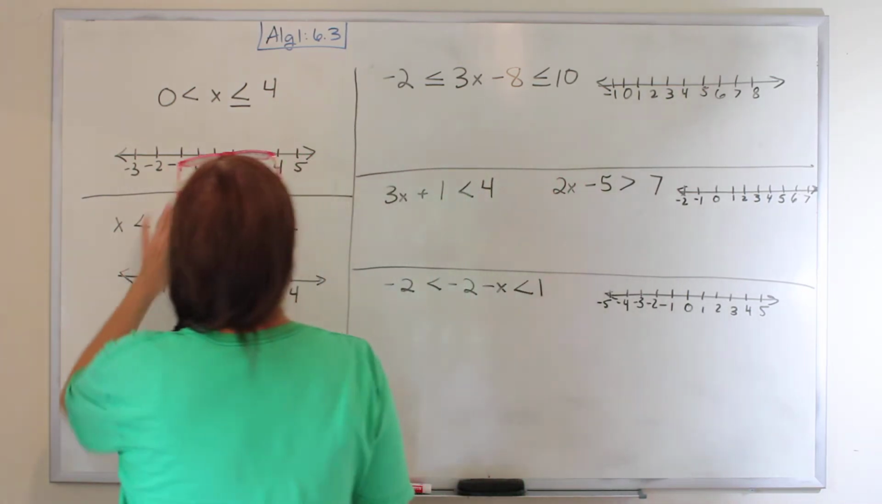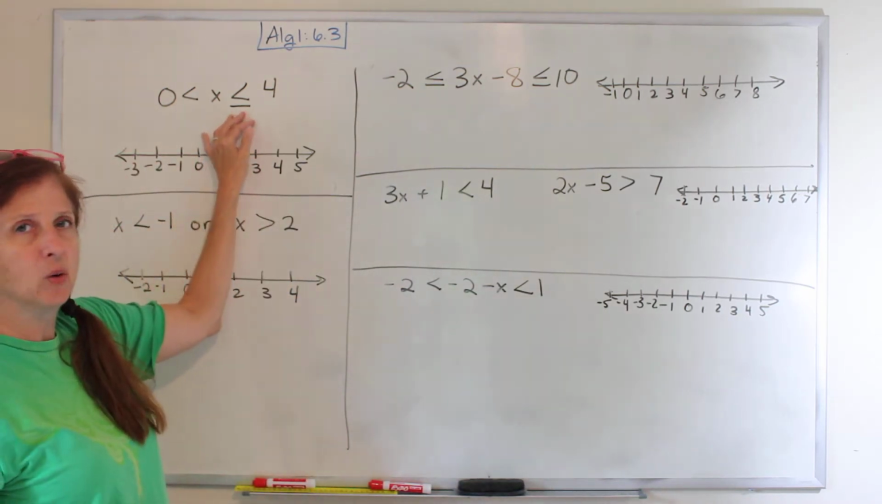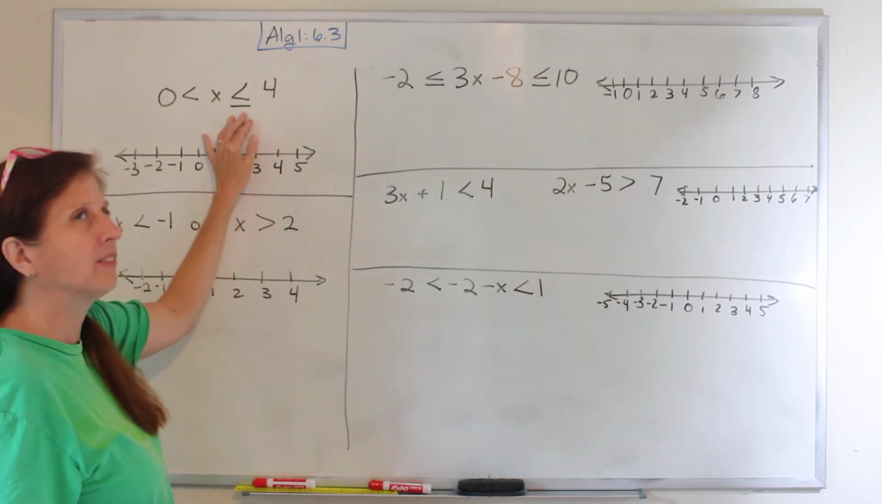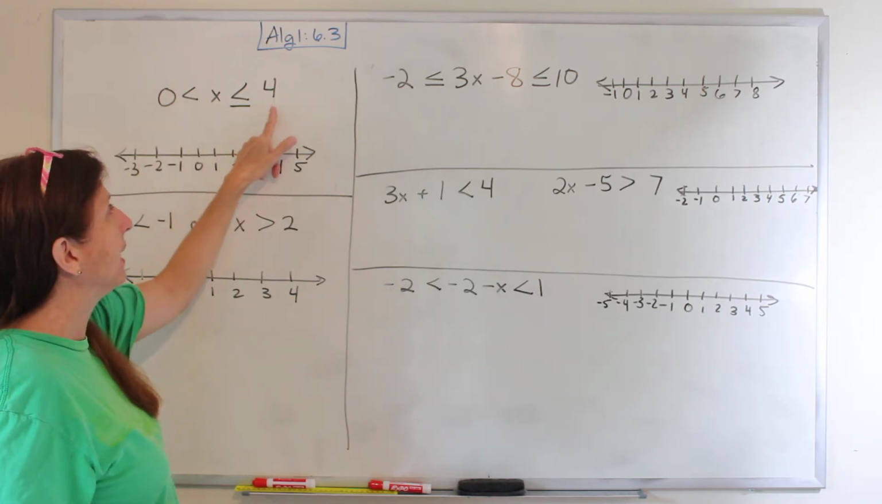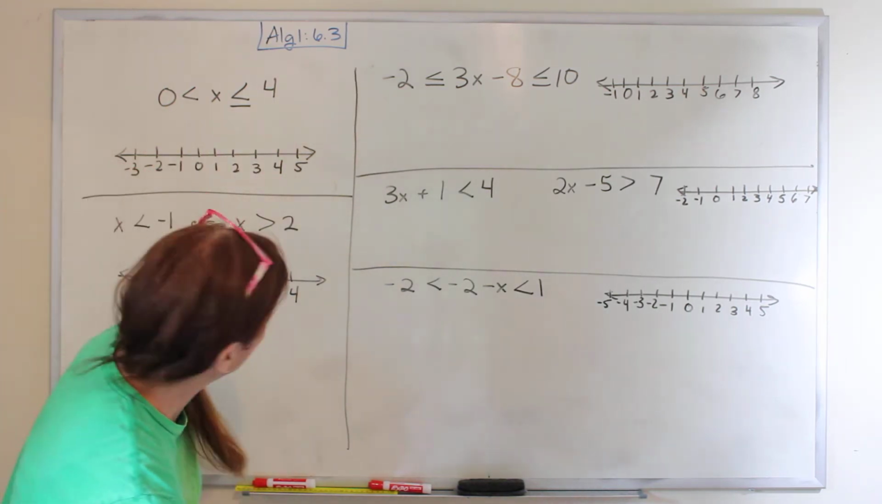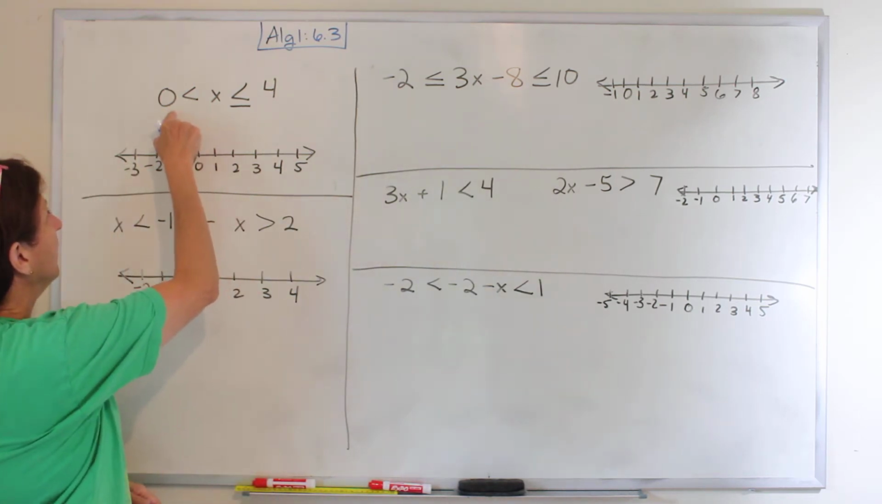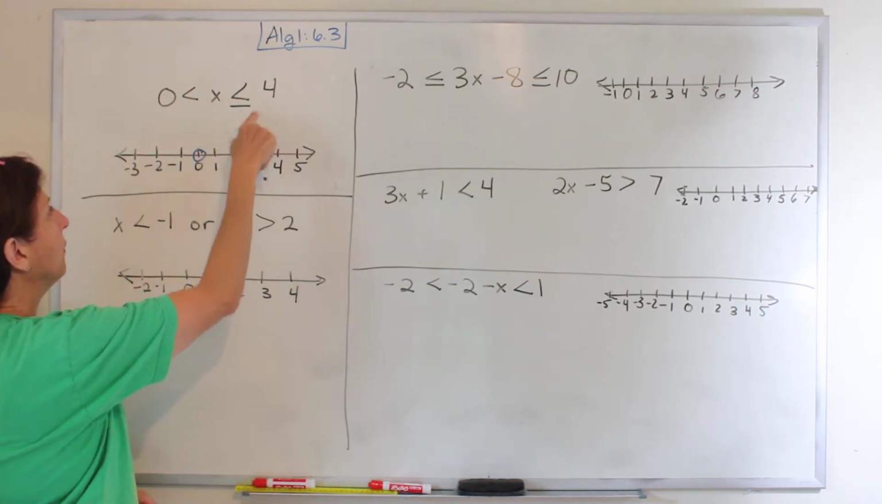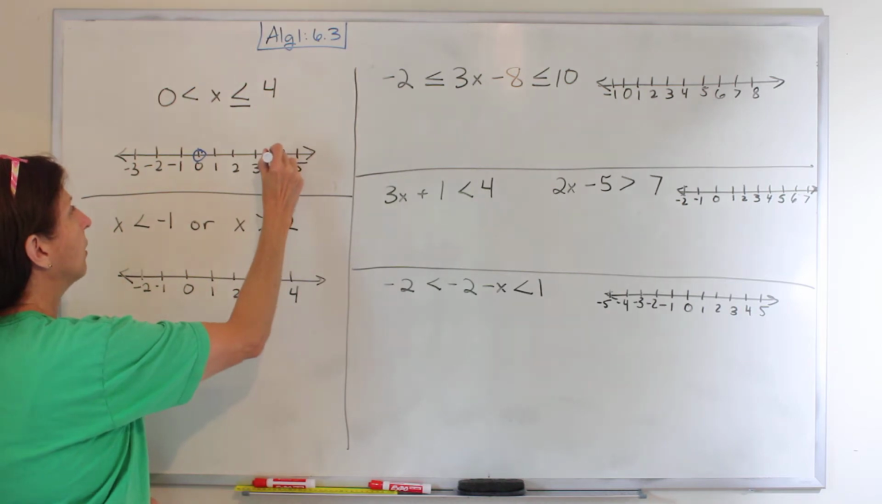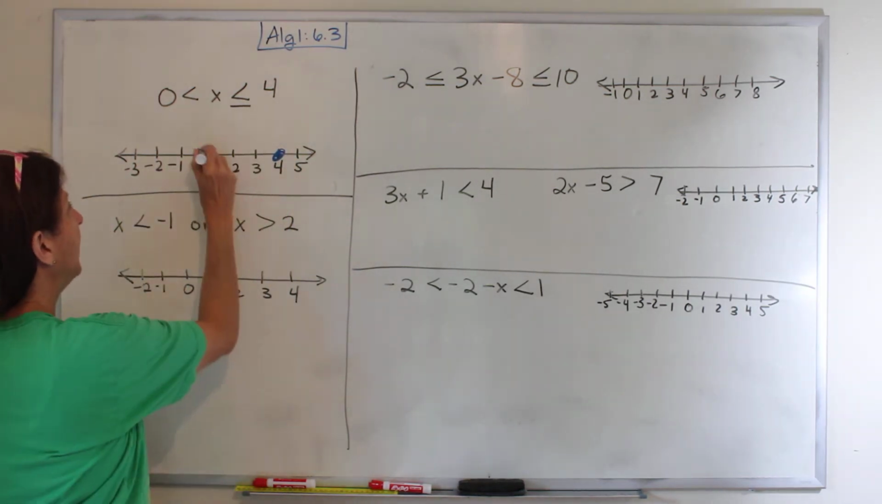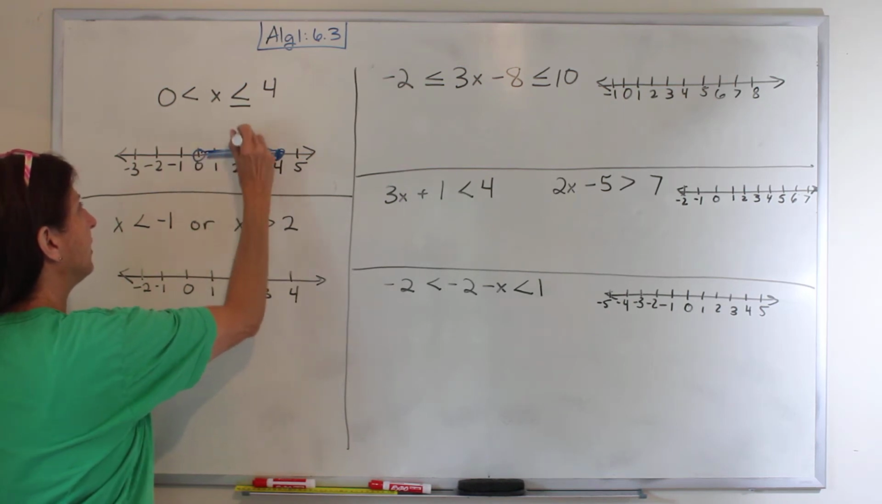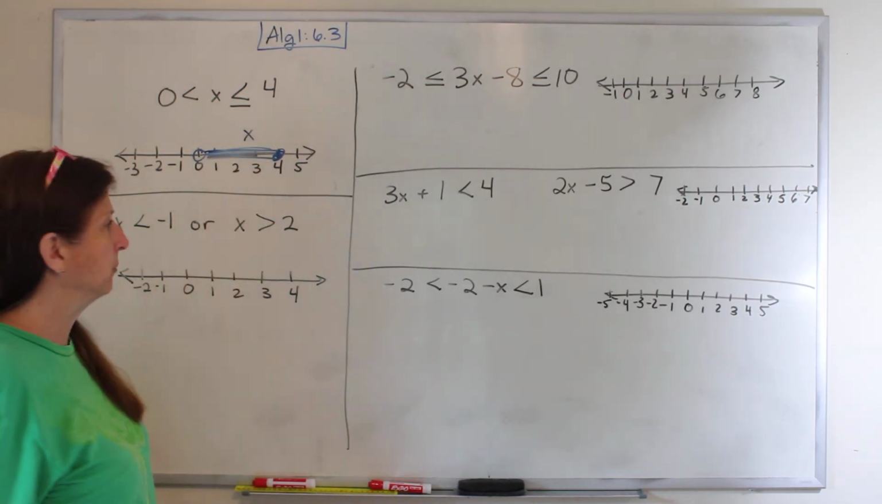Alright, so let's show you what a compound inequality looks like. What in the world is that? This means that x is bigger than 0 and less than 4. If I was to graph it, I would put a donut on 0 and a dot on 4 because that one's just less than and that one's less than or equal to. And x is the area that is in between those two.